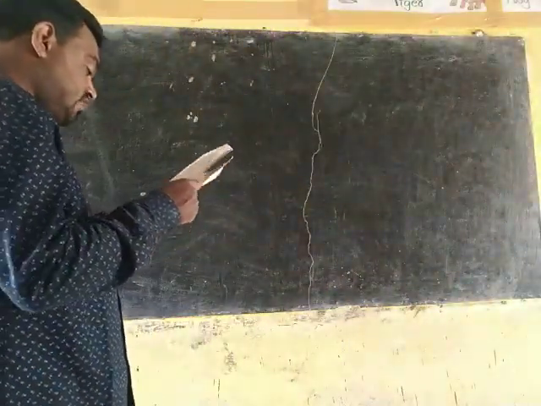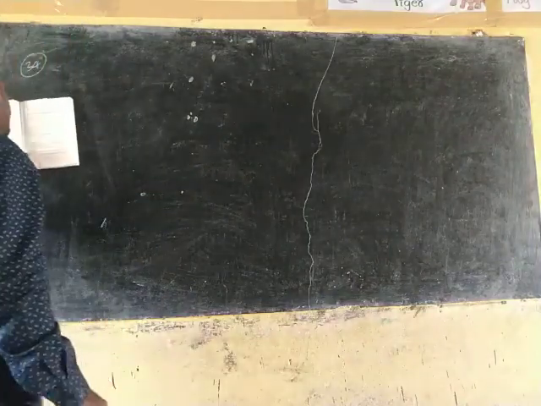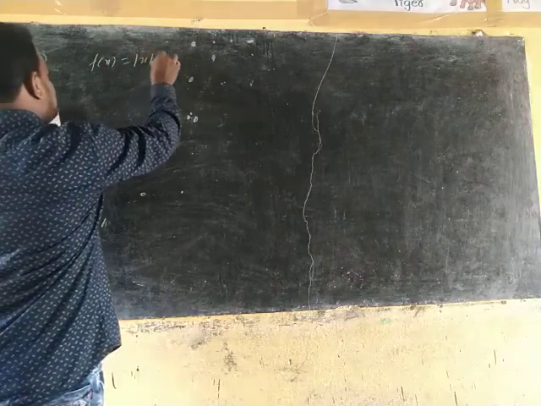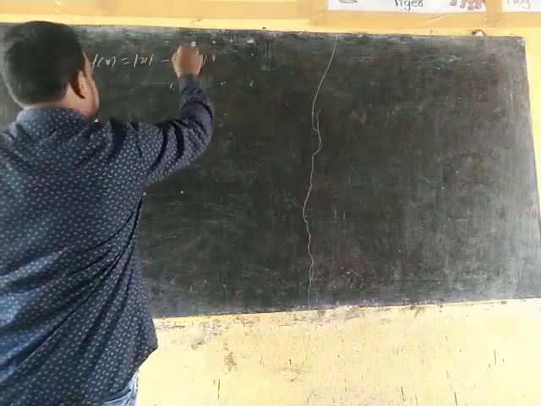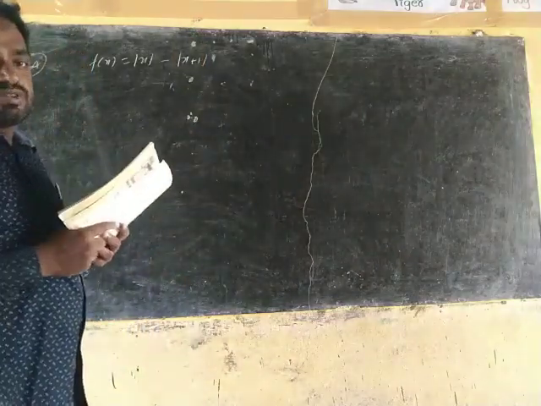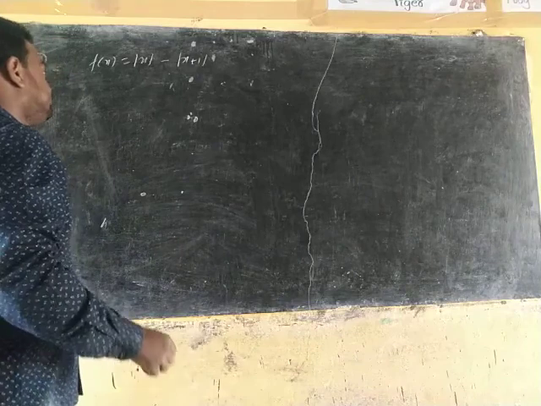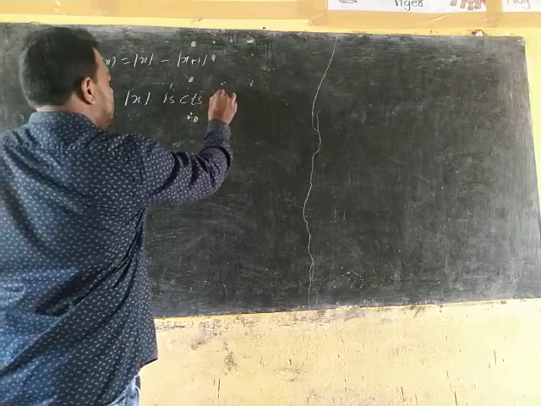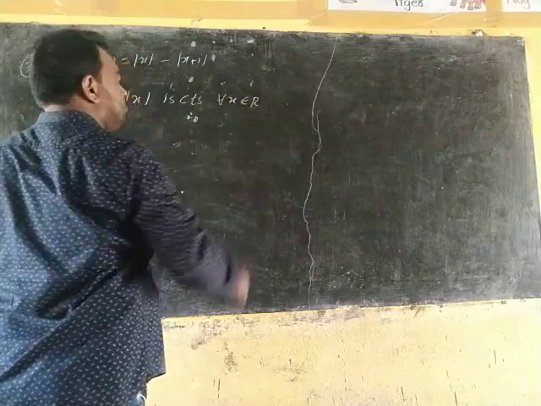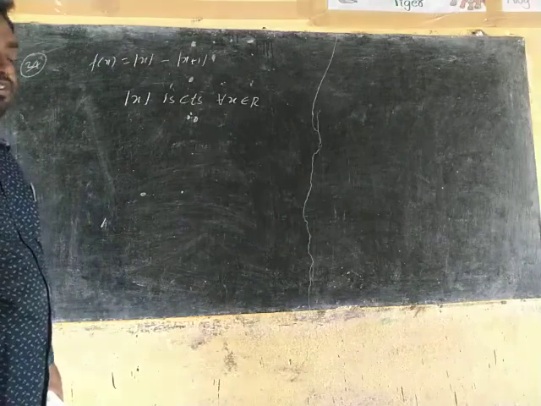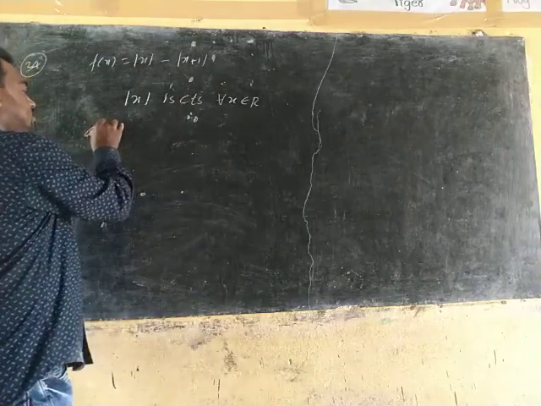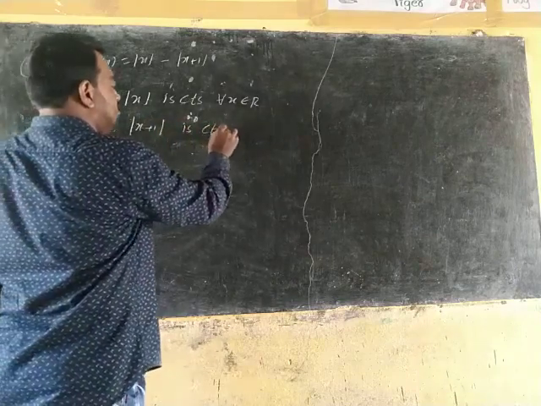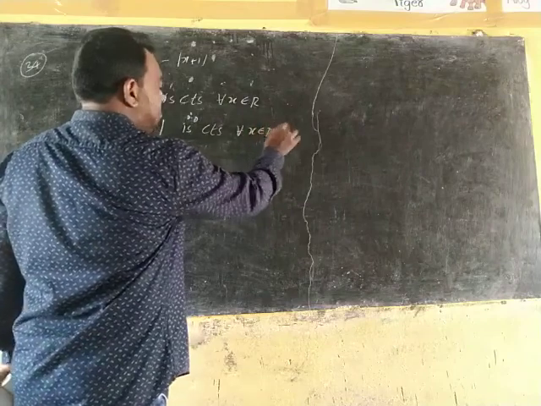Next, the last question, 34. Find all the points of discontinuity of f defined by f of x is equal to modulus of x minus modulus of x plus 1. See now, mod x is continuous for all x belongs to capital R. For all x belongs to capital R, it is a continuous function. And modulus of x plus 1 is also continuous for all x belongs to R.